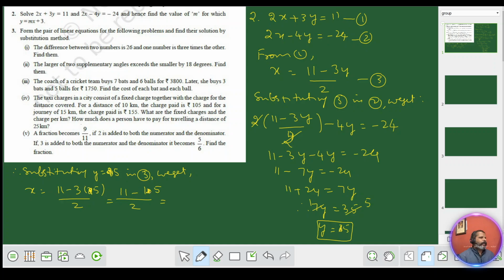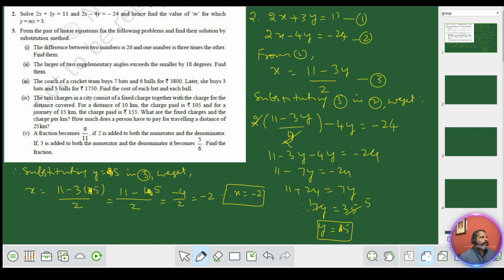3 5s are 15. 11 minus 15 is minus 4 by 2, minus 2. So x equal to minus 2. This is the solution. X equal to minus 2, y equal to 5. Once we find the x and y values, they again ask for value of m in equation y equal to mx plus 3. Okay, let's see that.